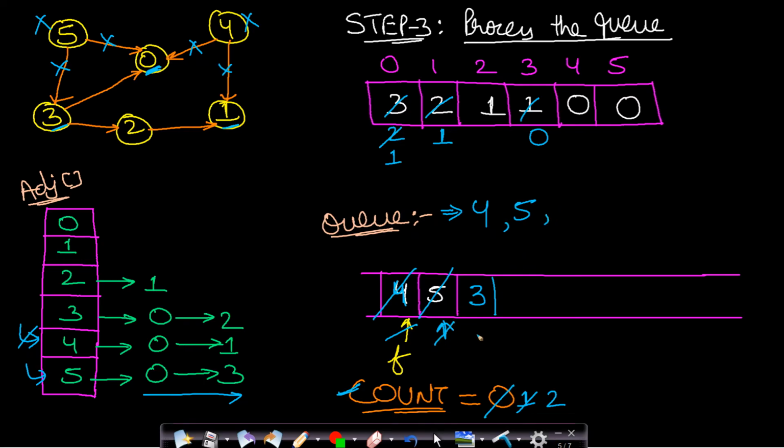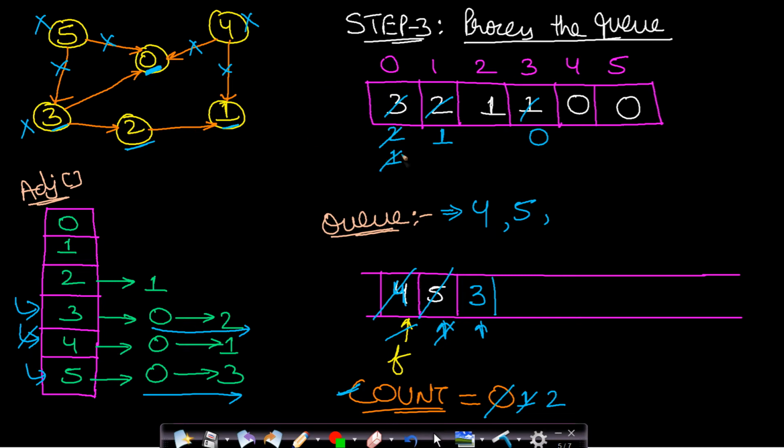Okay, the next node which needs to be processed is 3. Node 3 has adjacent nodes 0 and 2. So if you remove node 3, it will affect node 0 and node 2. Let us remove this node 3. Then the incoming edges to 0 will decrement by 1, and the incoming edges to 2 will also decrement by 1. So the value at 0 is 1.